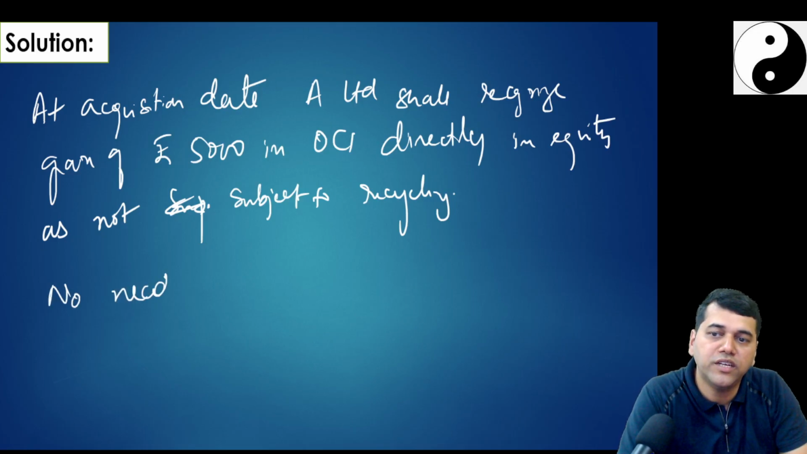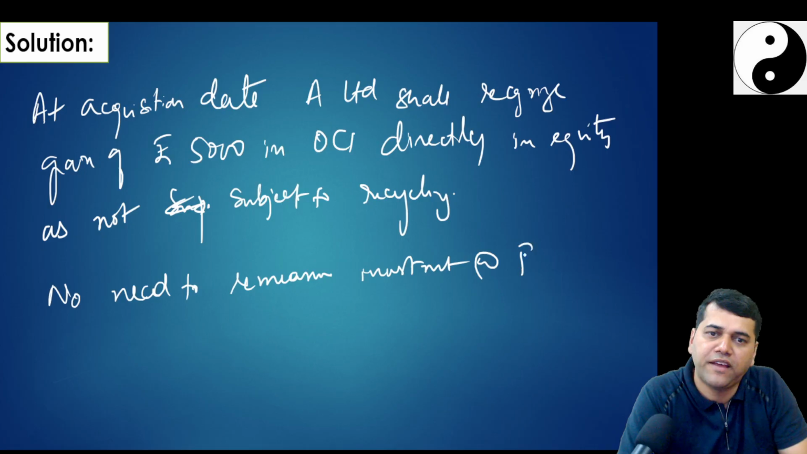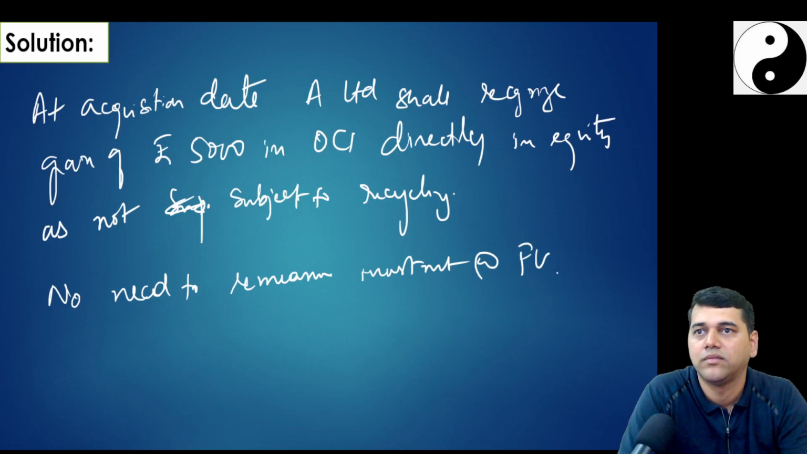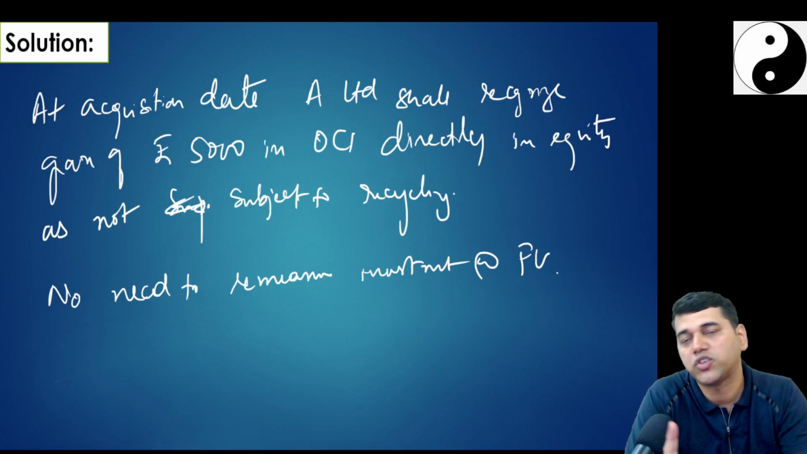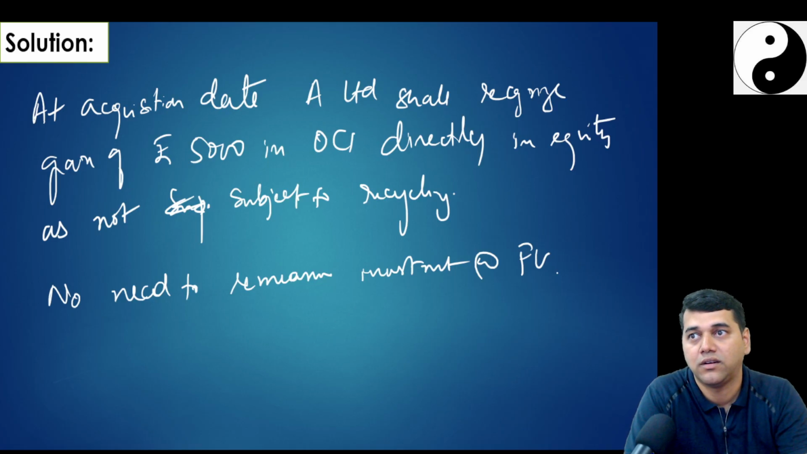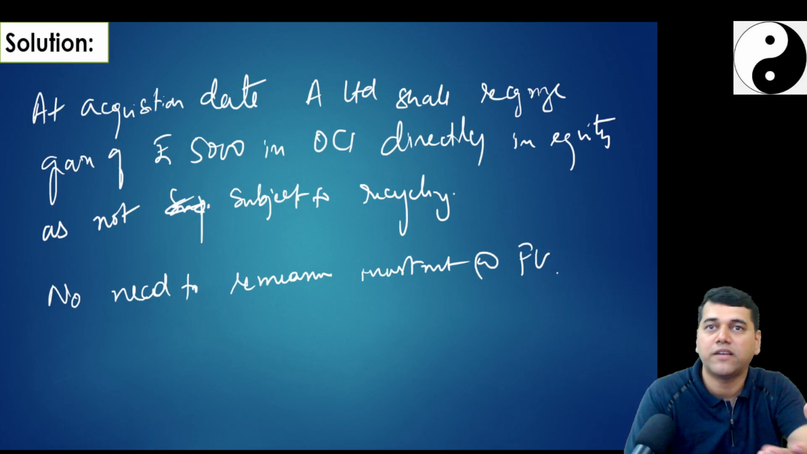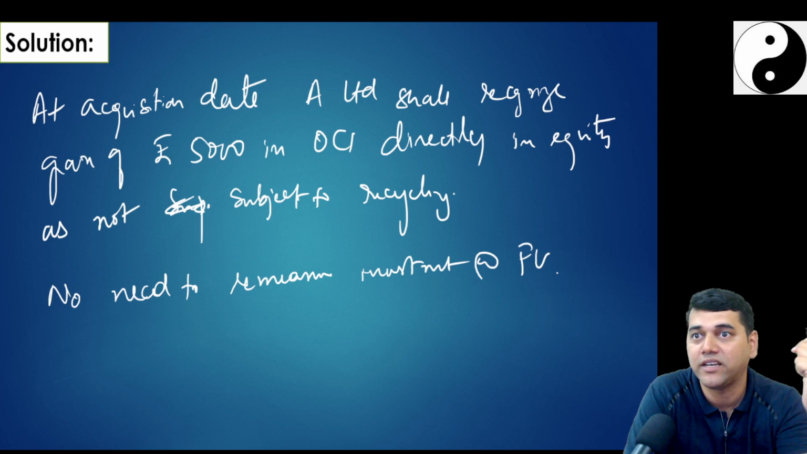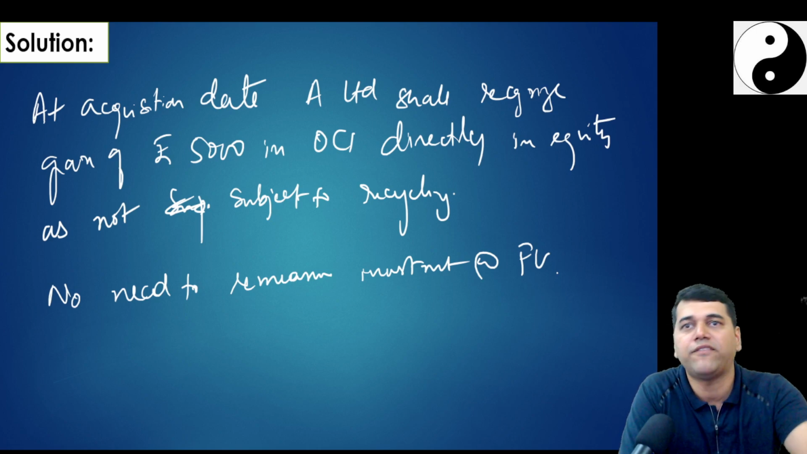No need to remeasure the investment at fair value. Why? Because already it is at fair value. If this investment was shown at cost, or some other value, you should have remeasured it, like 10 and 300, like the previous question, 100 and 300. But here book value and fair value are one and the same.